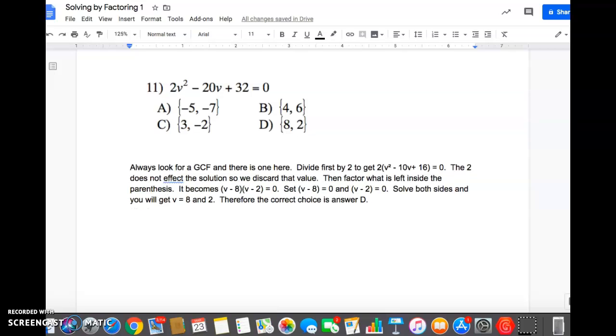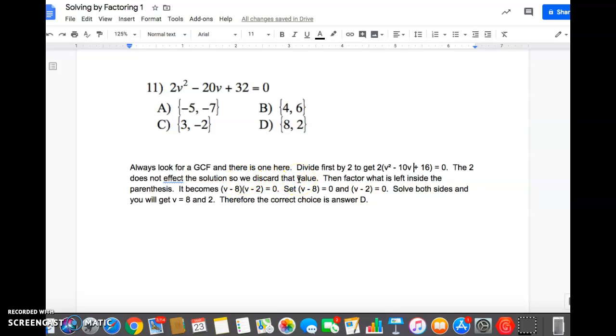All right, so number 11 here is a little bit more complicated. So you should always look for a GCF, and yes, there's one in common here. Right, so a 2 will come out of all 3 pieces. So take a look for that. We can divide by 2, so you get this: 2 times parentheses v squared minus 10v plus 16. So when you do that, this piece inside will factor. The 2 on the front does not affect the solution, so we actually just get rid of that 2.